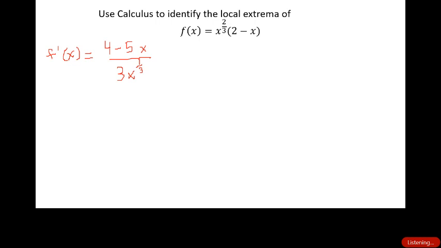So to find the local minimums or maximums, you need to start with finding the critical points. The critical points are going to occur where the first derivative is either equal to 0 or where the first derivative is undefined. And since this has variables in the denominator, we do have to worry about the possibility that the first derivative is undefined. So the first derivative is equal to 0 when the numerator, 4 minus 5x, is equal to 0. A fraction is equal to 0 when the numerator equals 0. So if you solve for x, you get x equals 4/5.